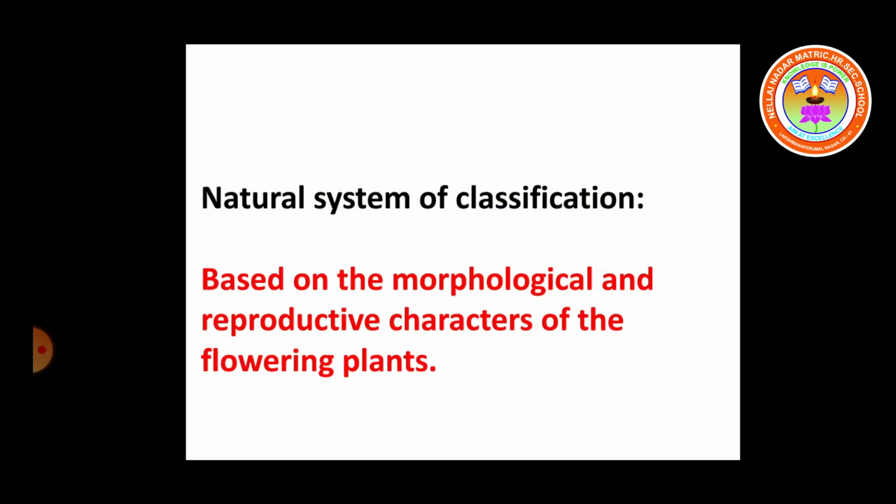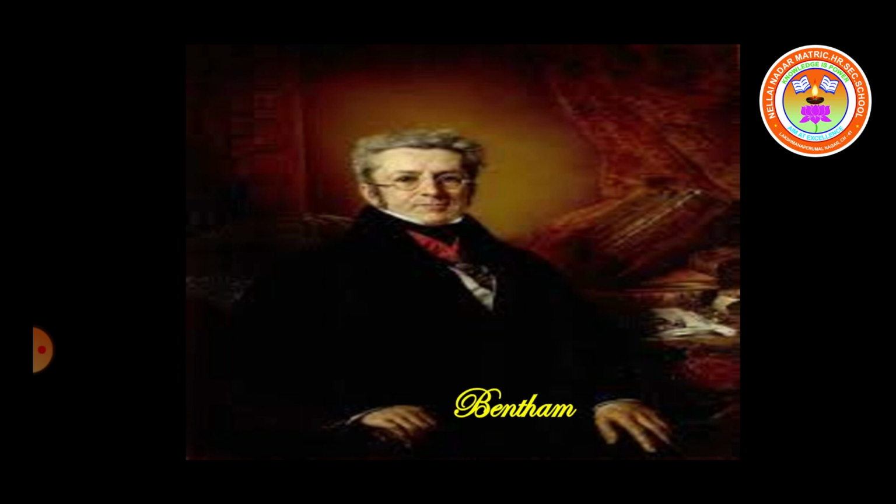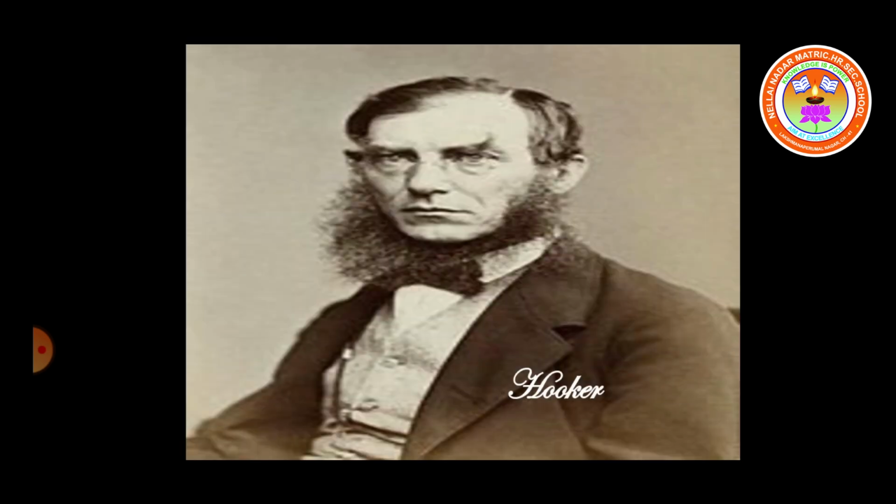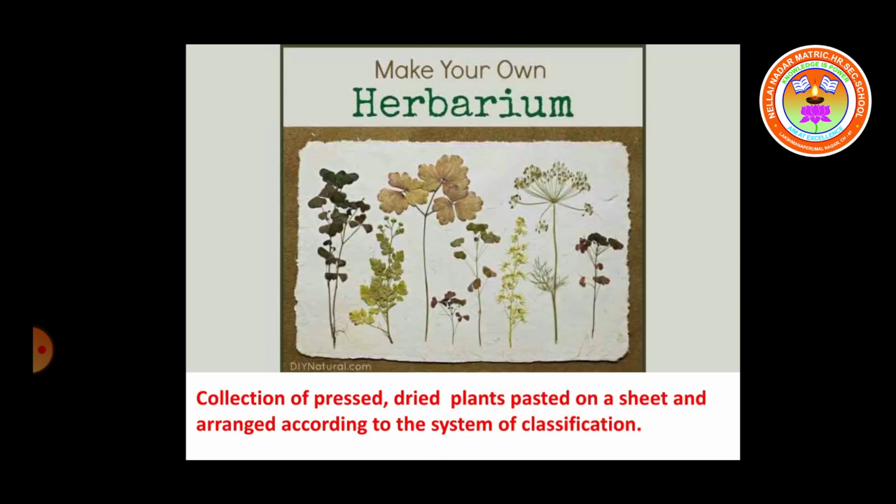The next system of classification is natural system of classification. In this system, plants are classified on the basis of morphological as well as reproductive characters. This classification is proposed by Bentham and Hooker. Bentham and Hooker's classification is an example of natural system of classification. This system of classification is widely used in many herbaria and botanical gardens all over the world.